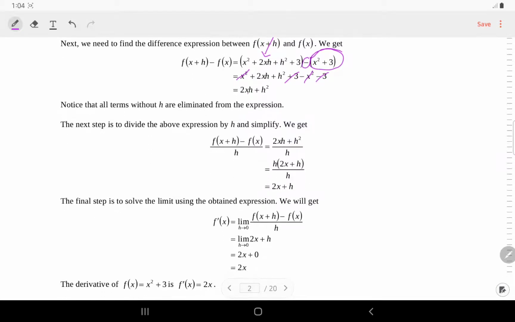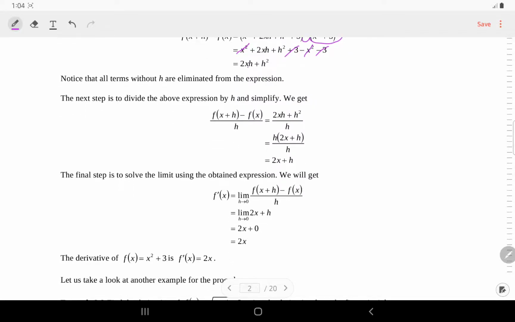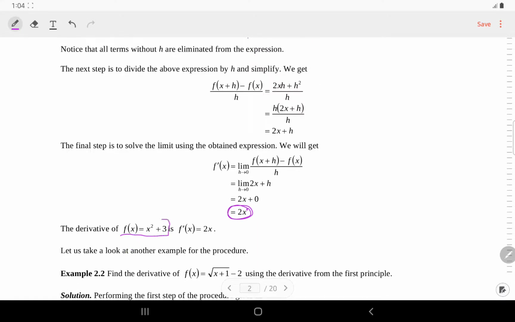So we insert into the first principle of differentiation, which is this formula. f prime of x equals this expression, so limit h tends to 0. So this expression tadi kita dah simplify daripada first step, second step, and third step. So kita dapat 2x plus h. So just insert the value of h equal to 0. So we get 2x. So the answer is 2x, meaning that the derivative for x squared plus 3 is 2x.